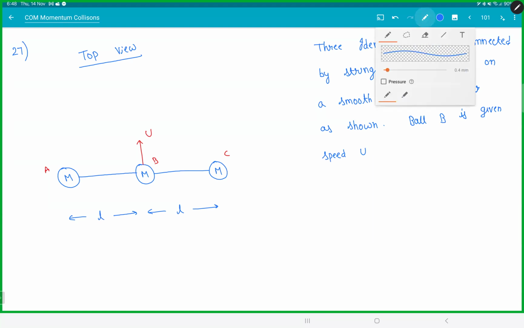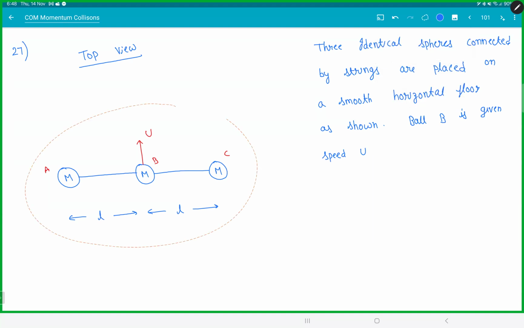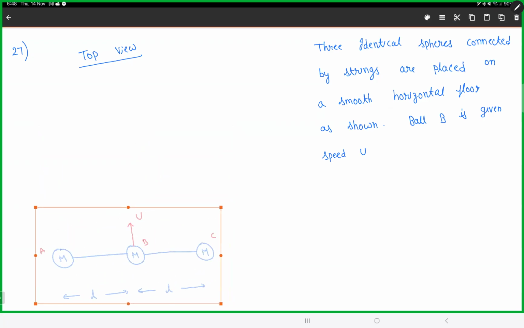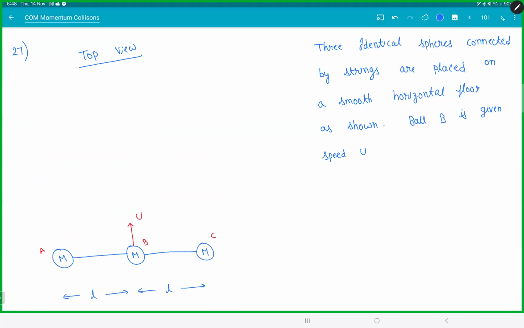If you look at the diagram, after some time, B will come here, A will come here, C will come here, and after some time, B will come here, A will become like this, C will become like this. Are you able to visualize what is happening? As this is going up, it will start dragging A and C towards each other.